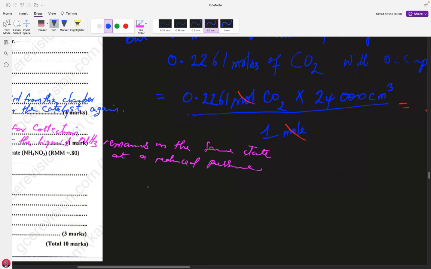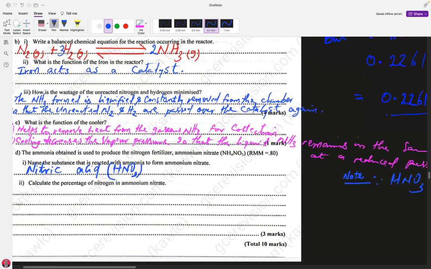When ammonia reacts with nitric acid, this is what is formed, for revision purposes. You will have nitric acid plus ammonia, and a salt is formed, which is ammonium nitrate. So it was nitric acid.